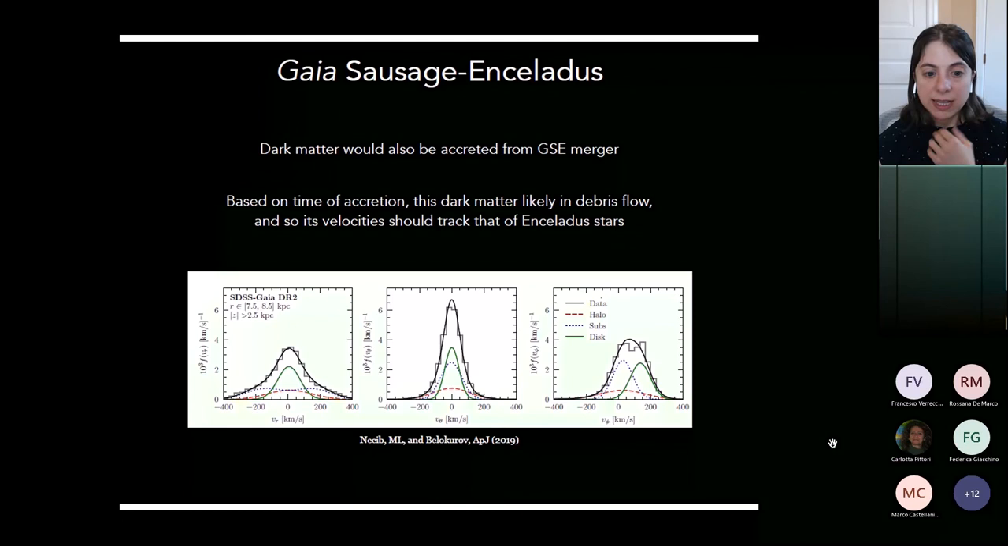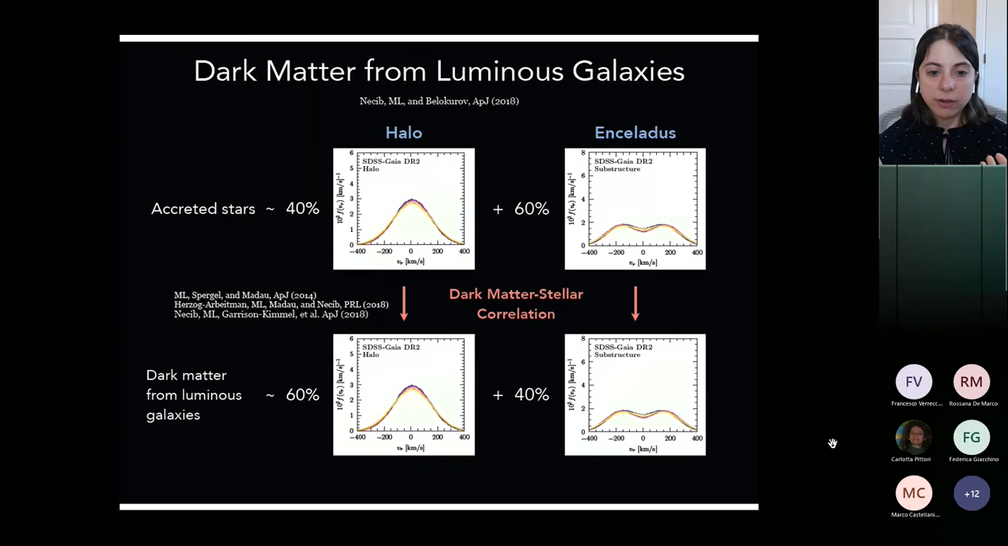So we can then go through an exercise of starting to actually build up a model for the dark matter near the sun that would have come from luminous galaxies. This is actually a pretty complicated extrapolation procedure to get these fractions correctly, so I'm happy to answer any questions about it afterwards. I'll just summarize the results.